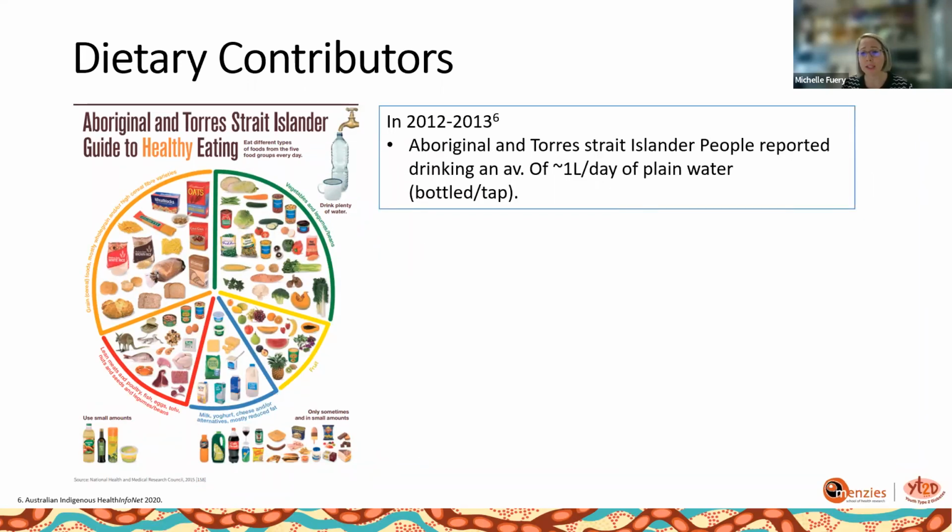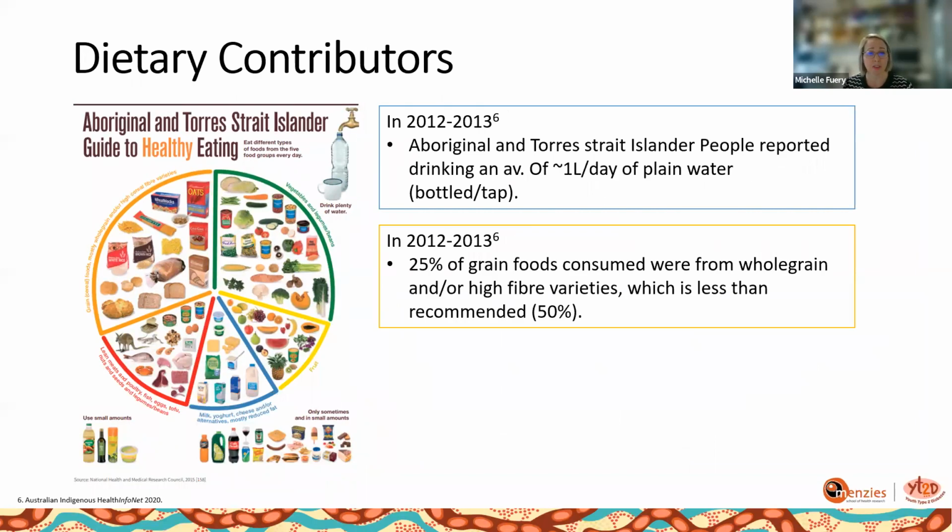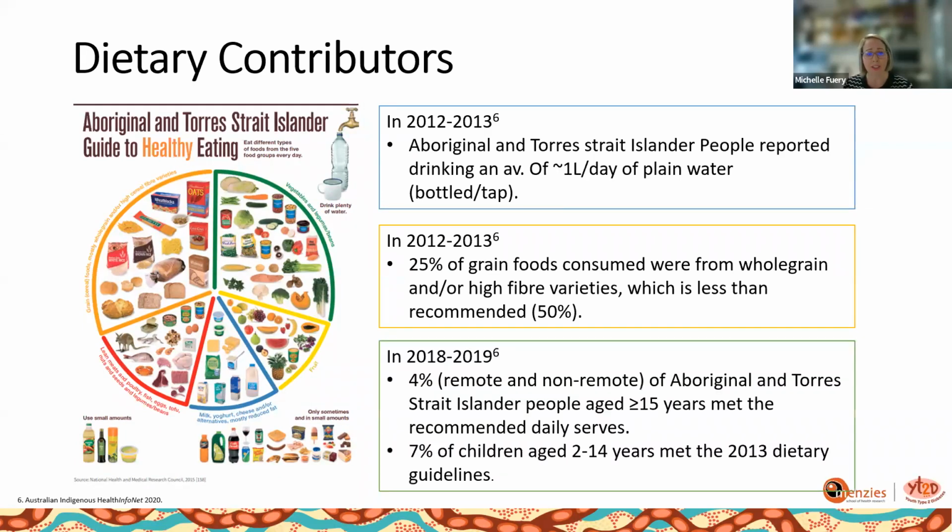In terms of water intake, an average of 1 litre per day of plain drinking water was reported, and this would be the appropriate amount for a toddler aged 1 to 3 years of age. For grain foods, 25% of which came from whole grain or high fibre varieties, which is less than the recommendation at 50% of the diet. And only 7% of children aged 2 to 14 years met the 2013 dietary guidelines for vegetable intake.